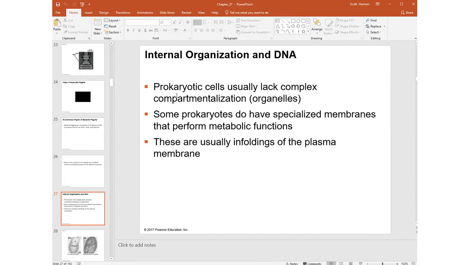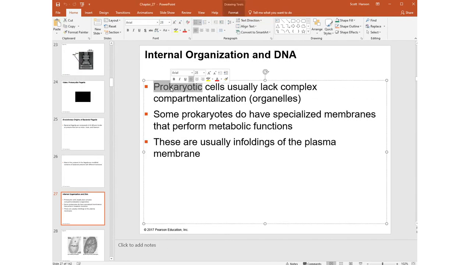So now prokaryotic cells usually don't have complex compartmentalization like eukaryotic cells have. And when they say complex compartmentalization, what they actually mean are the organelles, like the mitochondria and the Golgi body and lysosomes and things like that. Some prokaryotes do have specialized membranes that perform different metabolic functions, but they're usually infoldings of the plasma membrane.